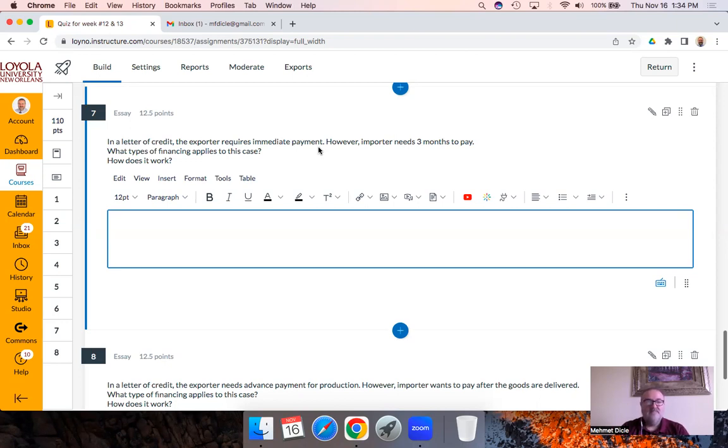And then the payment confirmation bank will be turning to the importer for him to make a payment, and at that point the importer needs to pay. But remember, the question is that the importer needs 3 months to pay, which means that within that immediate request for payment, the importer simply does not have the money and he needs financing.